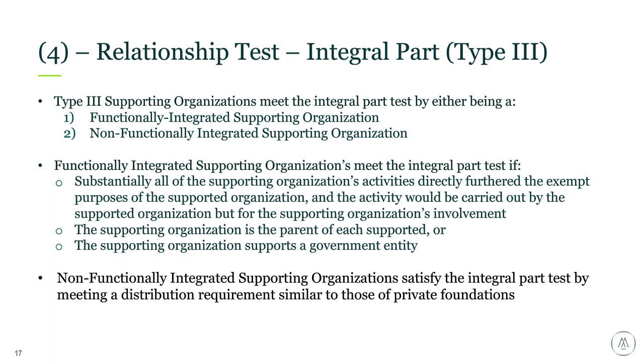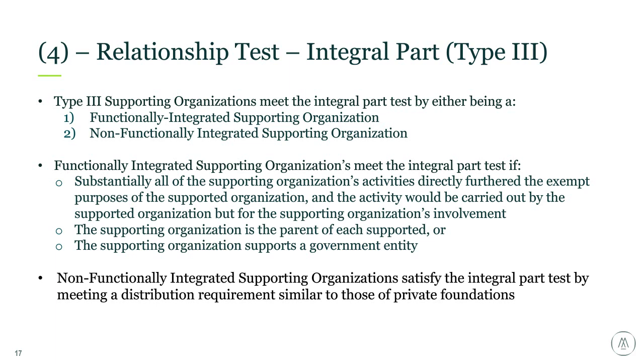Thus, the example I use pretty commonly for Type 3 functionally integrated organizations is a research auxiliary organization of a university. Sometimes these organizations kind of have a loose connection with the university. Maybe the president of the university sits on the board of the research foundation, but they also undertake activities which would be undertaken by the university if it weren't for the research foundation.